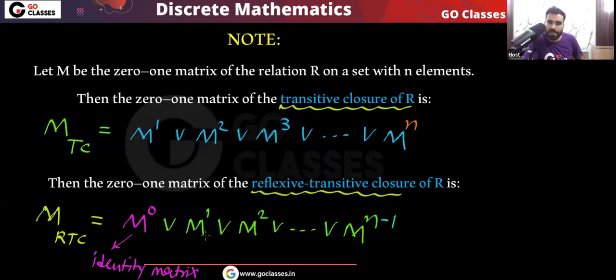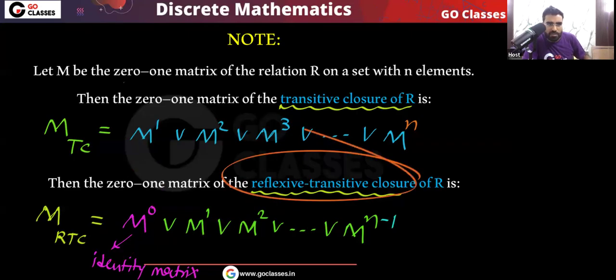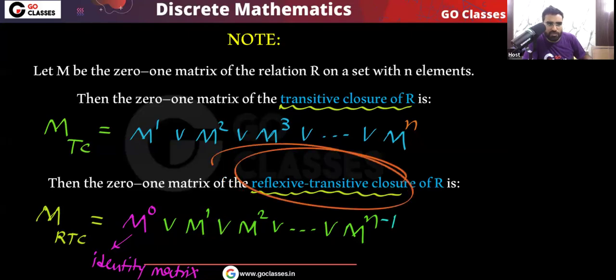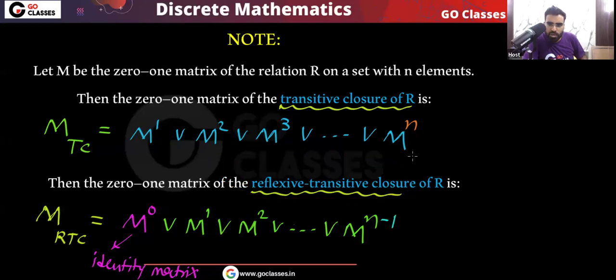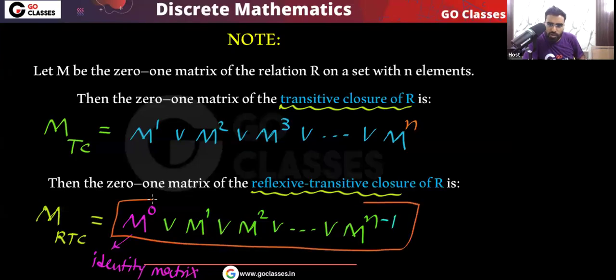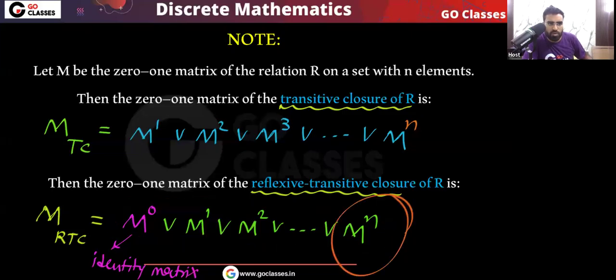This is what I'm saying, that for reflexive you will start with m power 0, but if you are finding reflexive transitive closure, then you don't have to go till m power n. You can go till m power n minus 1. This will be enough. If you want to go till m power n, that is perfectly fine, but that is redundant.